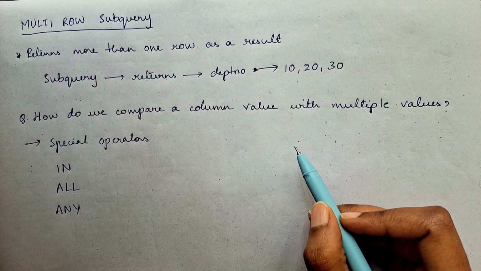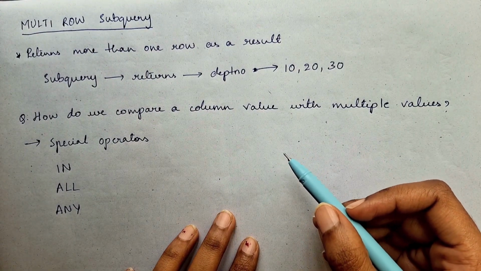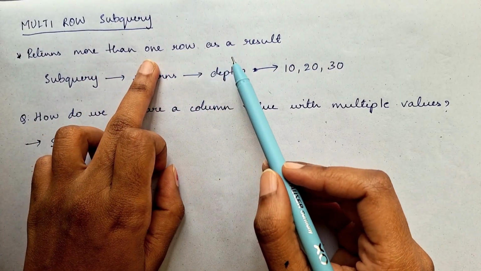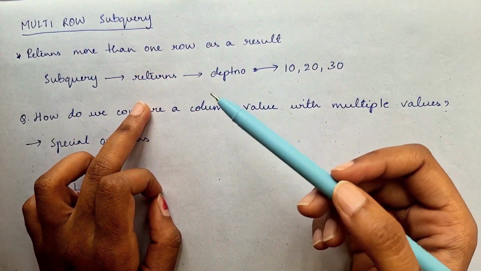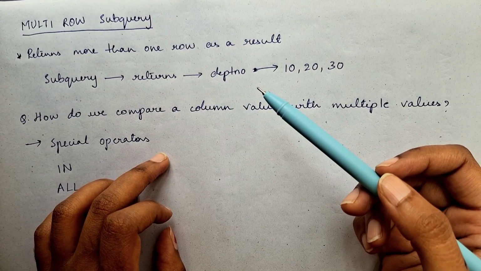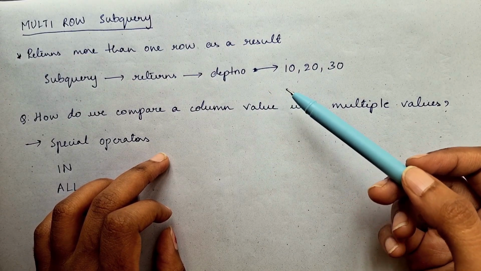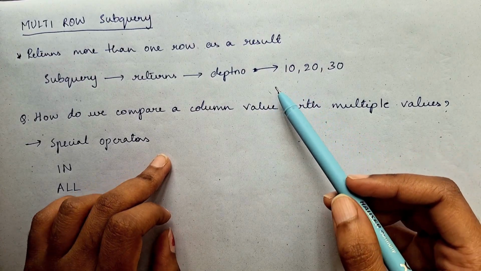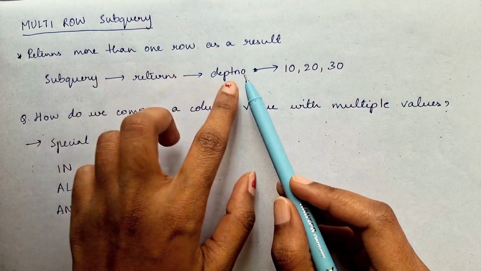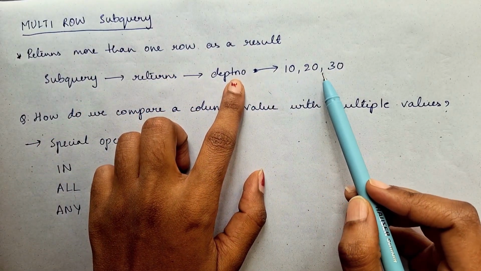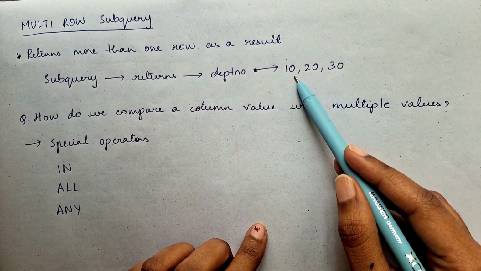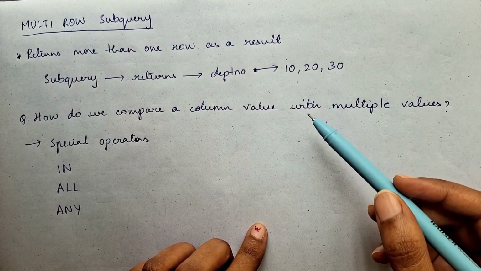Now guys, let's understand what a multi-row subquery is. A multi-row subquery returns more than one row as a result. Unlike a single row subquery, which returns only one value, a multi-row subquery can return multiple values. For example, imagine a subquery that returns the department numbers 10, 20, and 30. Here, the subquery is returning three values instead of just one value.